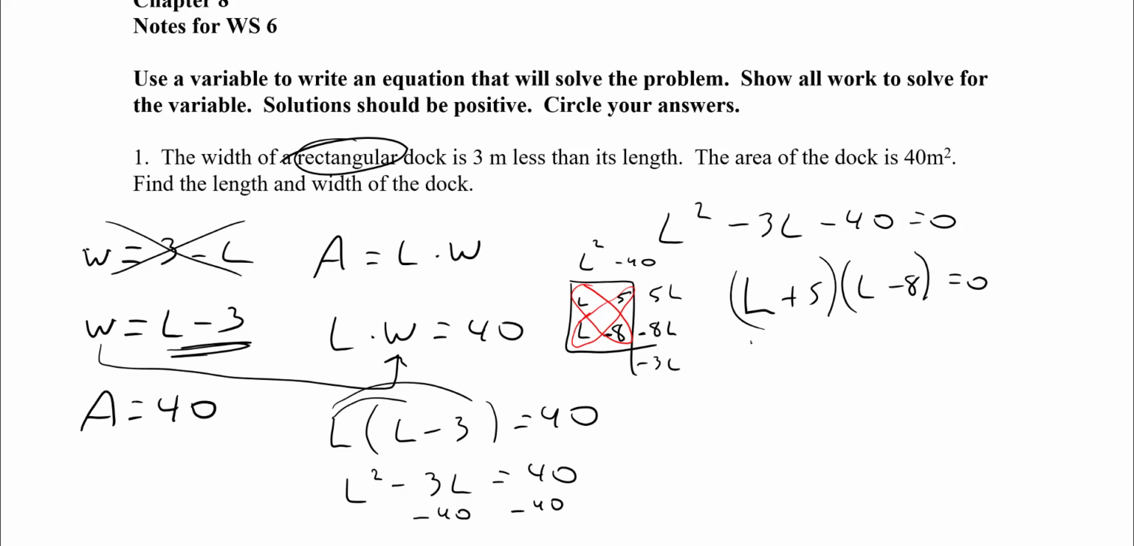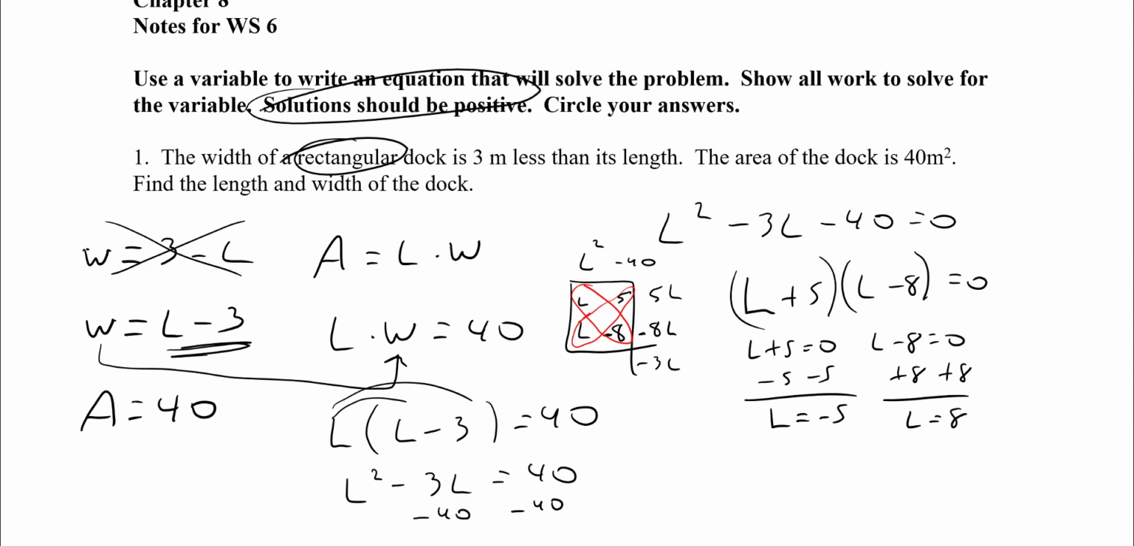And so I solve for that. I get L plus 5 equals 0 and L minus 8 equals 0. I subtract 5 from both sides, L equals negative 5, and add 8 to both sides, L equals 8. Notice the directions say the solution should be positive. It makes sense: you certainly don't have a negative length. You don't say, oh, the length of that person is negative 5 feet. It just doesn't happen. So we're going to cross this one off because it's not one of the answers. So this is it: L is equal to 8.